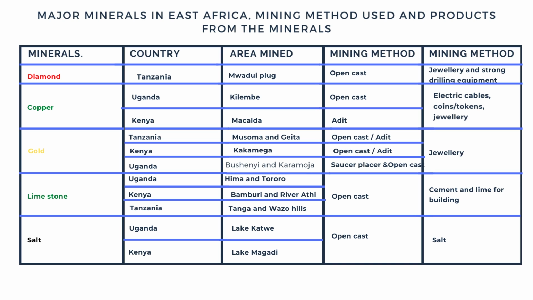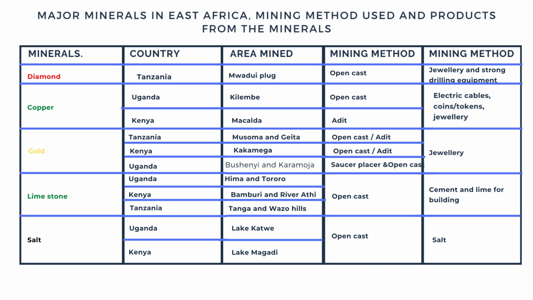The next mineral is copper. It's found in Kenya and Uganda. In Uganda, we see it in Kilembe. In Kenya, we see it at Macalder. The method used there is opencast and adit. And what's the use of this copper? We use it to make electric cables, coins, and also jewelry.